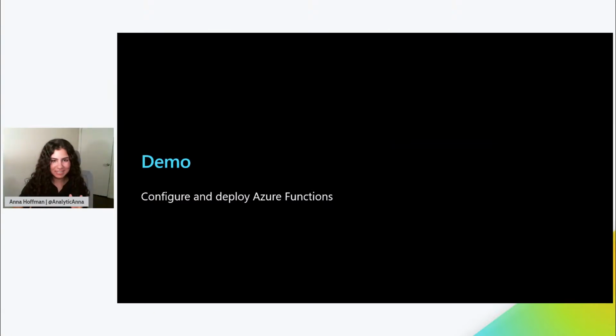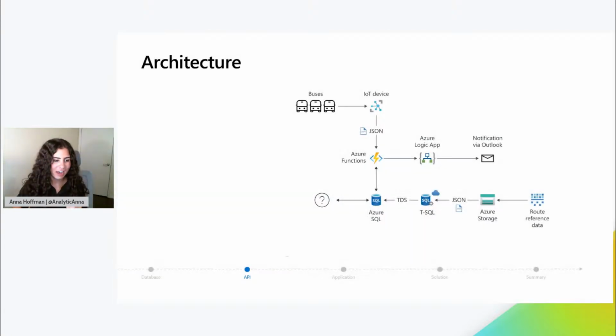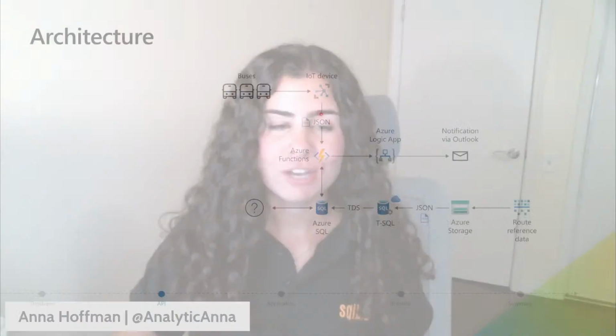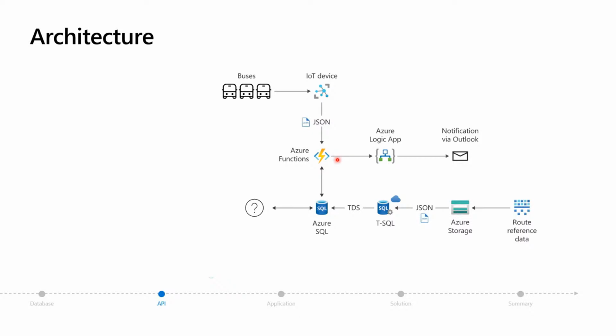But remember, everything we have, you can get hands-on after. All right, so where are we? We'll take a brief pause to make sure we're good. Okay, so we have the buses, which have some sort of IoT device sending JSON data, which we're going to use Azure Functions to bring into Azure SQL Database. Then we're going to use a stored procedure in Azure SQL Database to say, of the routes you're monitoring, these are the buses that are in your routes, and these are the buses that are activating the geofence.